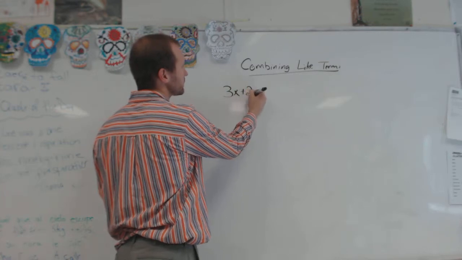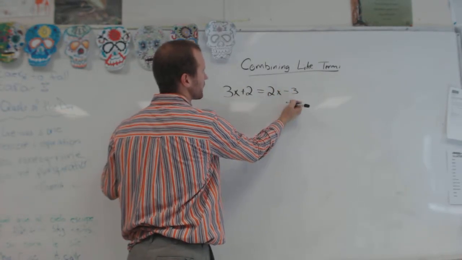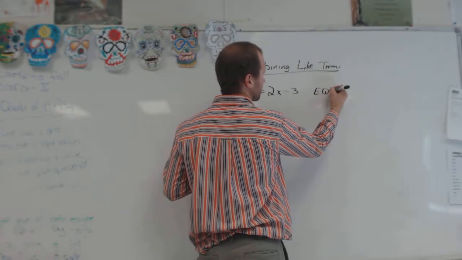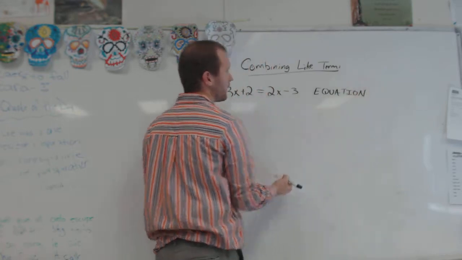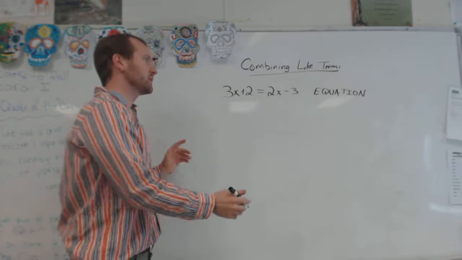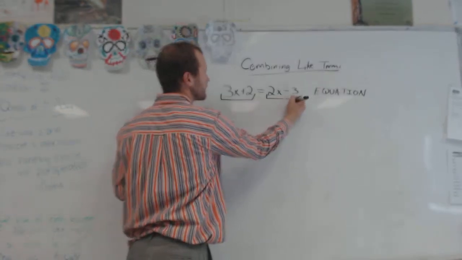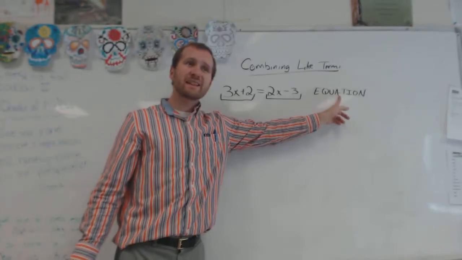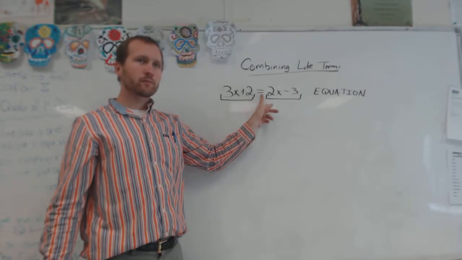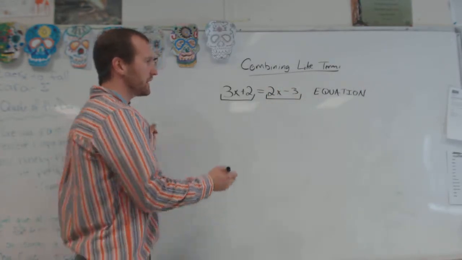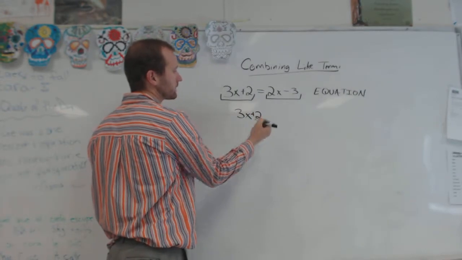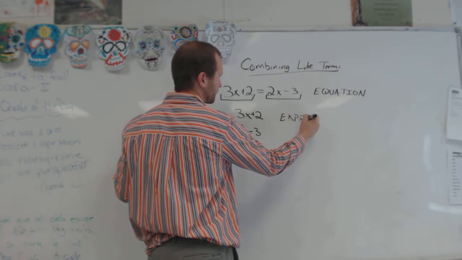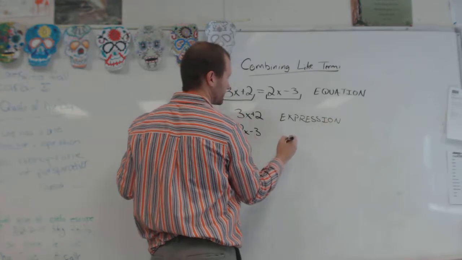If I have 3x plus 2 equals 2x minus 3. This is an equation. This equation is made up of two expressions. Here's an expression, and here's an expression. So an equation always has an equals sign. Look, equa is in the word. Equa, equals. An equation has an equals sign. An expression does not. So this is an expression, as is this.